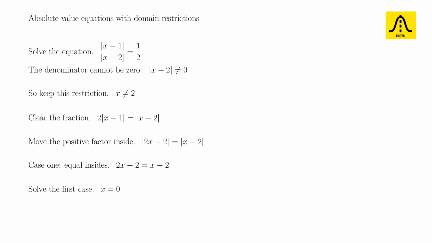Subtract x from both sides and add 2. This gives the first candidate, x equals 0. The inside expressions can also be opposites. A common mistake is to forget this second case.